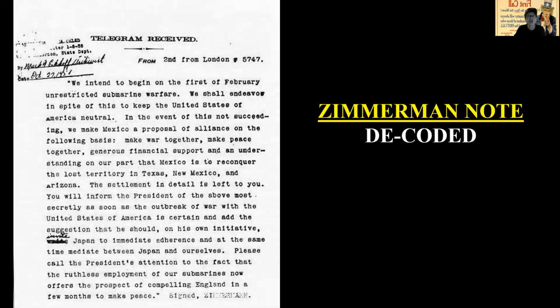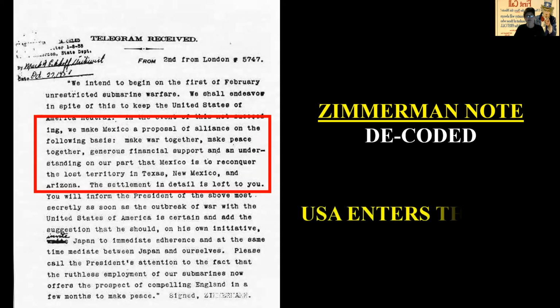Here it is decoded. What the German government was trying to promise Mexico is, hey, if you become our ally and we win the war, we're going to let you get back New Mexico, Texas, and Arizona. Hey, isn't that a deal? Well, that's the match that lights the fire for the U.S. to enter the war. However, it is not the main cause.